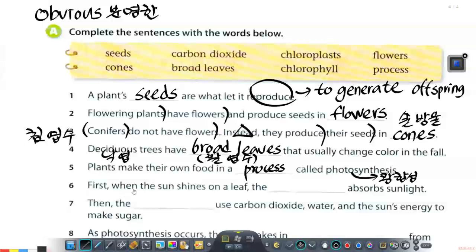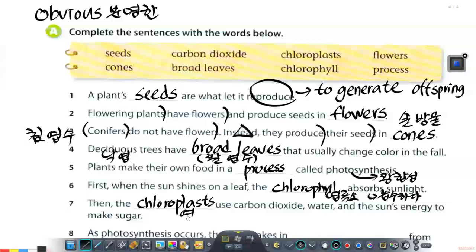Great. And first, when the sun shines on a leaf, which part of the leaf actually absorbs sunlight? Chlorophyll. Chlorophyll in the chloroplast. Chlorophyll, 엽록소, absorbs sunlight. And number 7. And now it's what Dawn said just a few seconds ago. It's chloroplast. Chloroplast. Exactly. 엽록체.